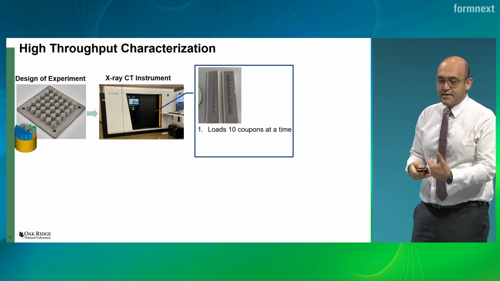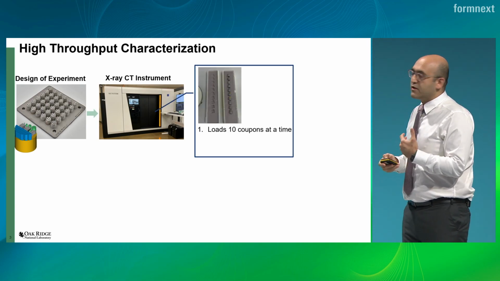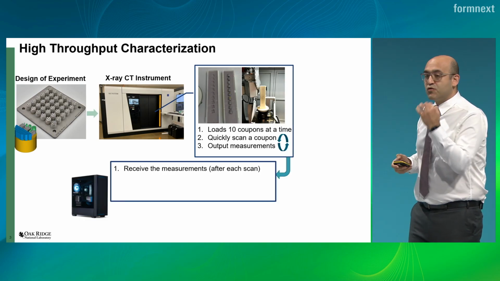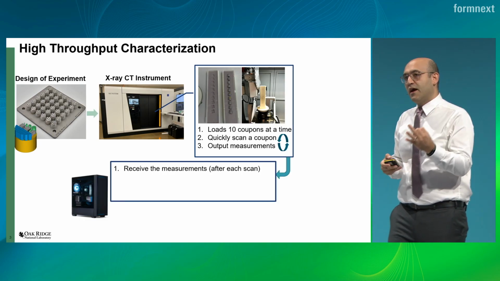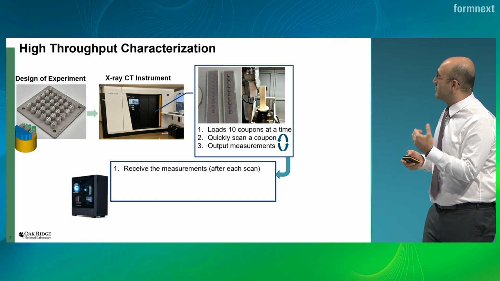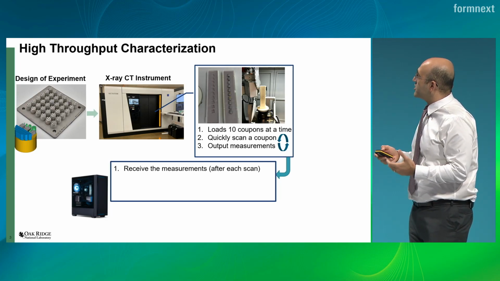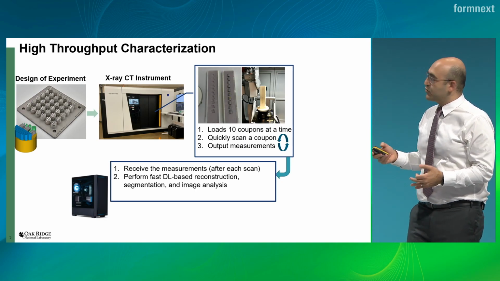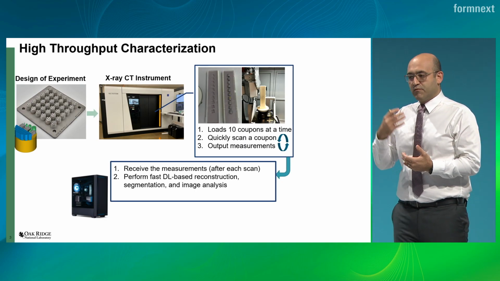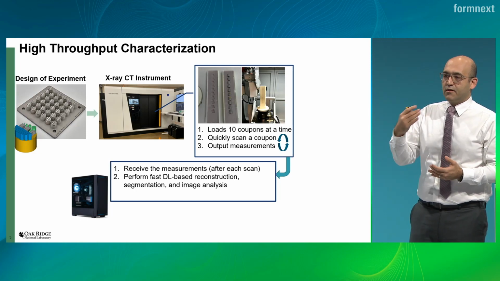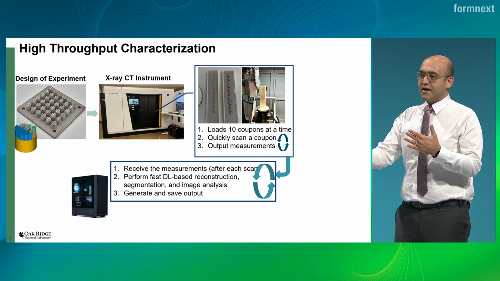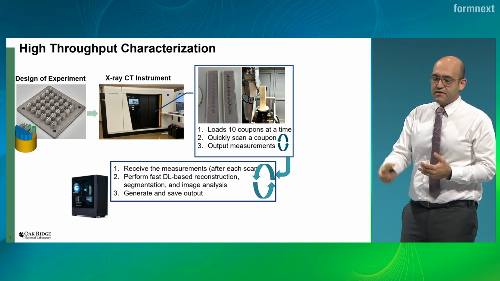Then we CT them. The process in here is we load 10 samples at a time. We scan very quickly, and that's one of the key achievements that we have in this project. So we scan one sample. Immediately the output goes to a computer that again quickly analyzes this data, performs reconstruction and segmentation, outputs that, and then the next scan begins. And this process is done automatically.